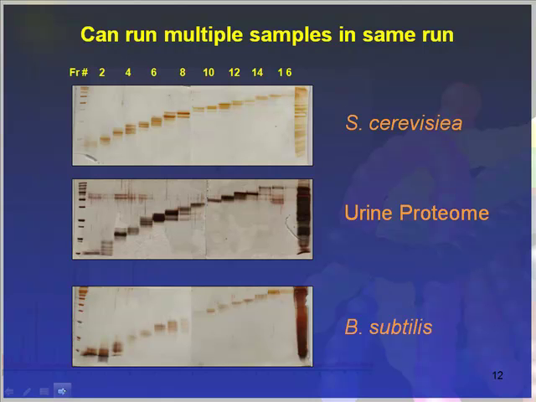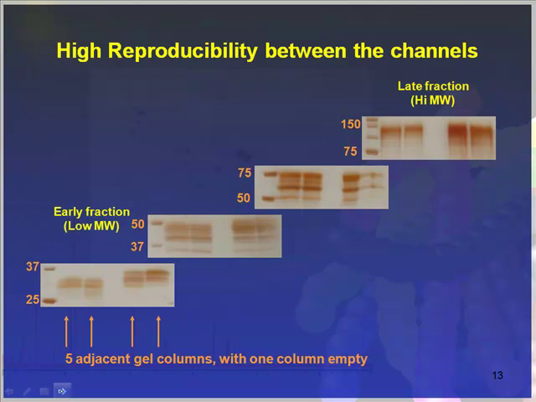The reproducibility between each of these channels is best shown by putting the same sample across the 8 columns, and here I'm showing 4 of those columns. And we actually left one of the lanes empty just to illustrate that the crosstalk between channels is extremely low. You wouldn't expect to see any sample leaking from one chamber to the next.